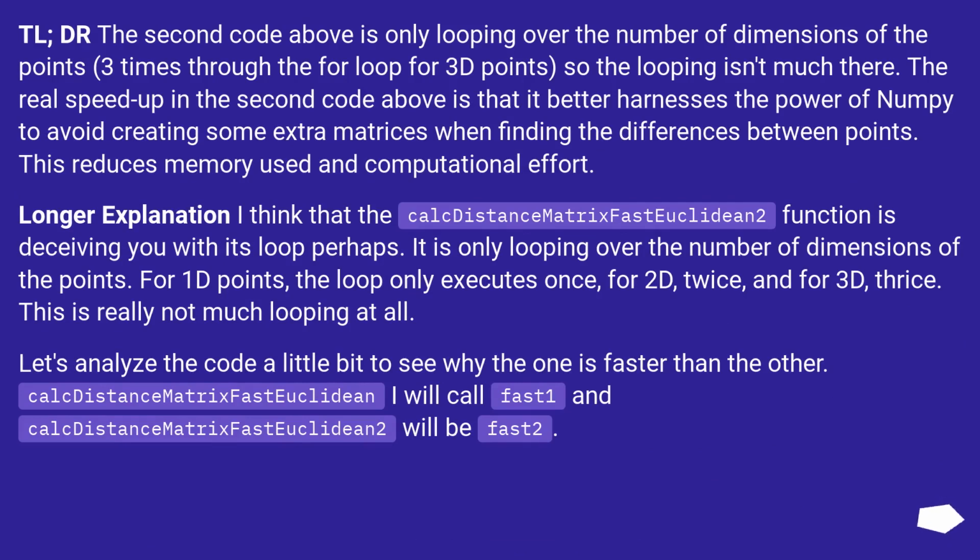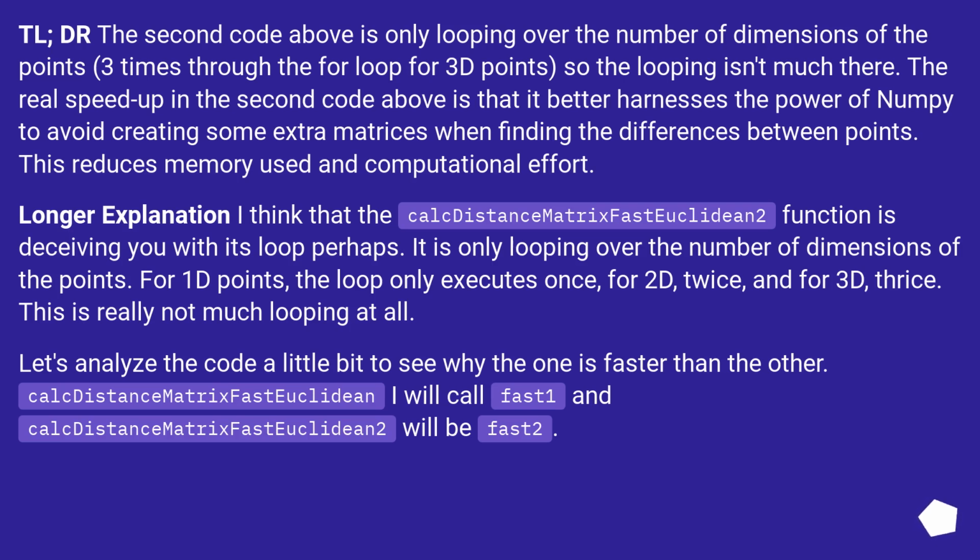Doctor, the second code above is only looping over the number of dimensions of the points, 3 times through the for loop for 3D points, so the looping isn't much there. The real speed up in the second code above is that it better harnesses the power of numpy to avoid creating some extra matrices when finding the differences between points. This reduces memory use and computational effort.